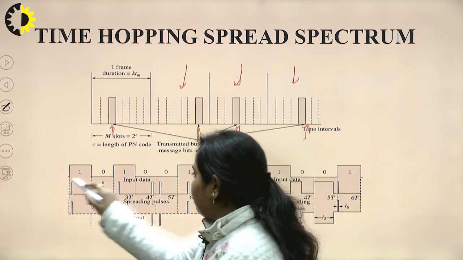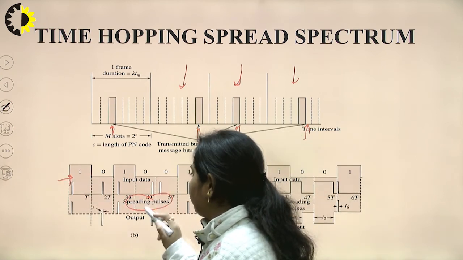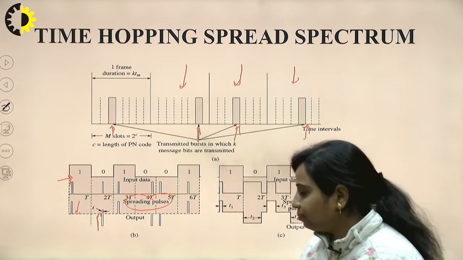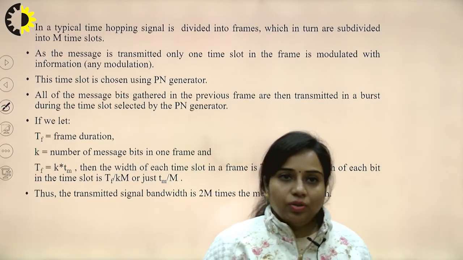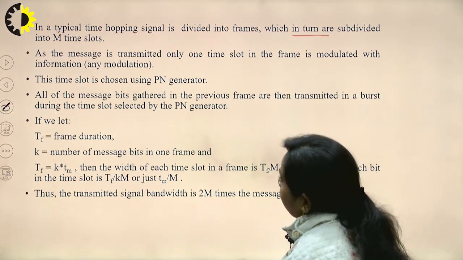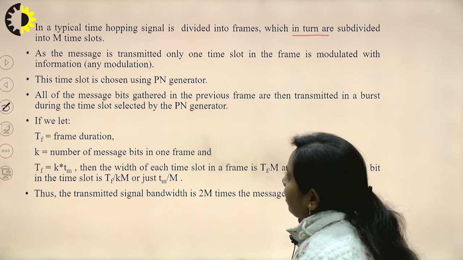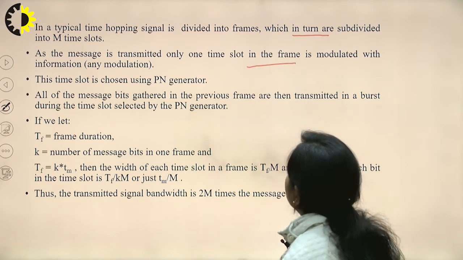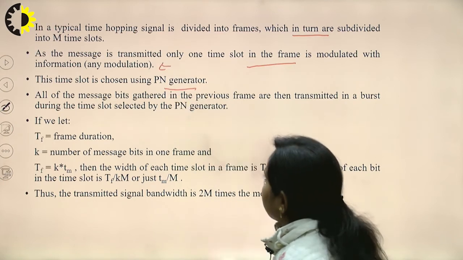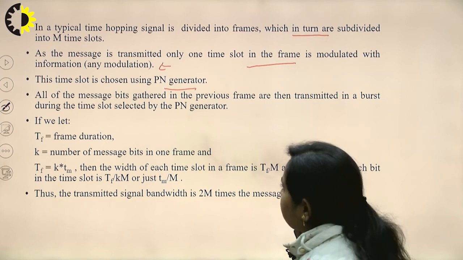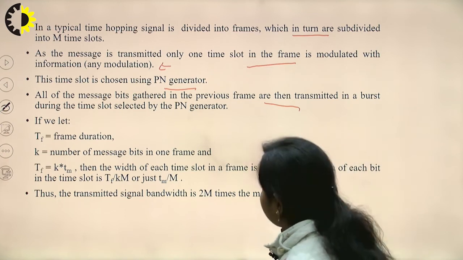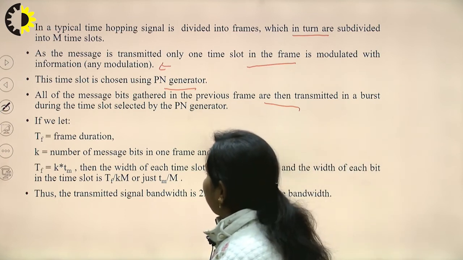Now you can see that this will be the input data, this will be the spreading pulse, which is going to modulate from one particular point to another particular point. So this is another data. So in a typical time hopping signal, it is divided into frames, which are in turn subdivided into M number of time slots. As the message is transmitted, only one time slot in the frame is modulated with the information. The time slot is chosen using the PN generator. All of the message bits gathered in the previous frame are then transmitted in one time slot selected by the PN generator.